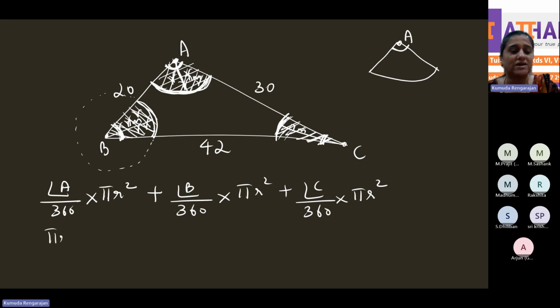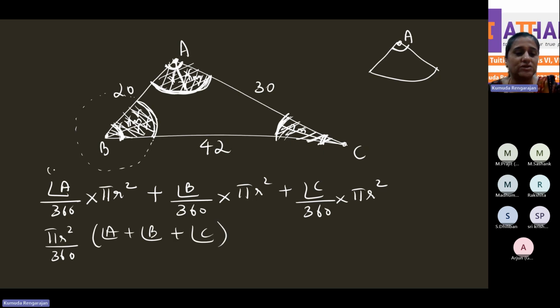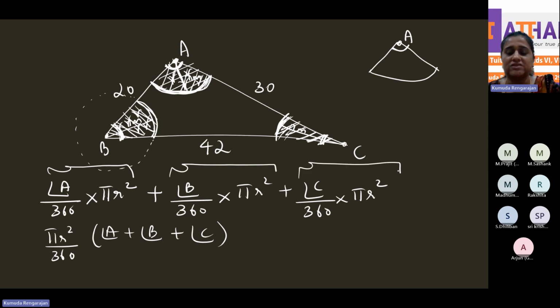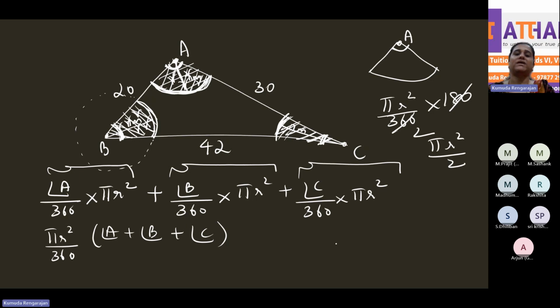So now what's common here? Pi r square by 360 is common. So in the bracket, you will have angle A plus angle B plus angle C. What is angle A plus angle B plus angle C? 180 degrees. The sum of the three angles of a triangle is equal to 180 degrees. So we don't know the angles individually, but we know that the sum is 180. So it will become pi r square by 360 into 180, which is pi r square by 2.